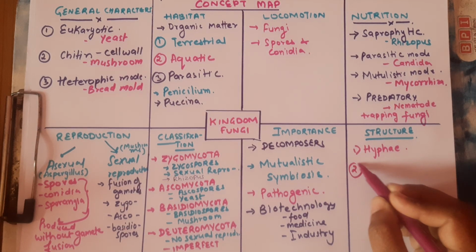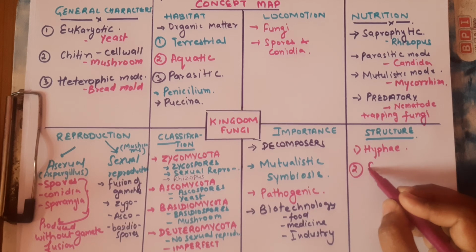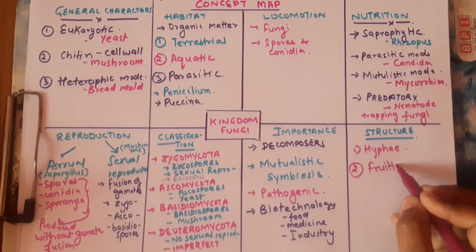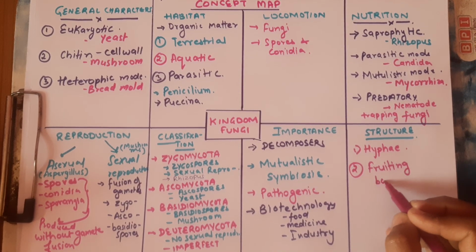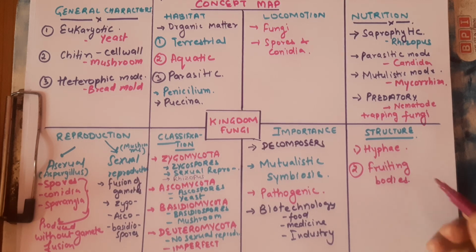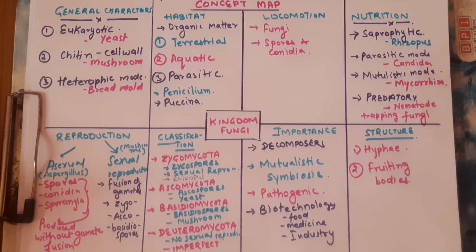Apart from the hyphae, the fungus also consists of the fruiting body. So what are the fruiting bodies? The reproductive structures, like the conidiophores. These are designed to produce the spores. An example is the mushroom. It develops gills under the cap for the spore production.